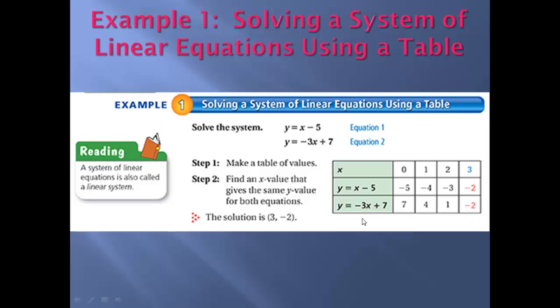Now when we look at our table, we want to find the x value that gives the same y value for both equations. That would be the x value of 3, because for both equations we get negative 2. So our solution to this system is 3, negative 2.